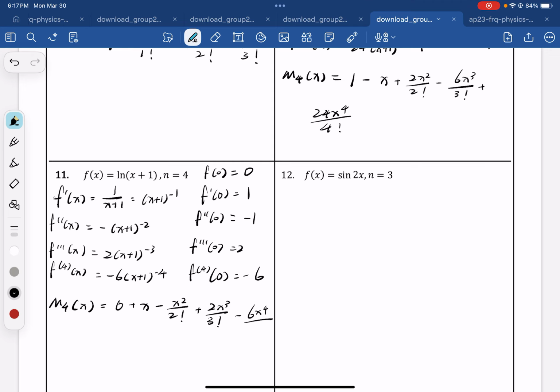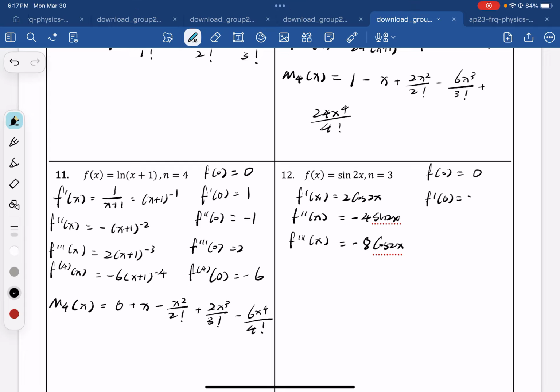And let's see, 12. So f of x equals sine 2x and n equals 3. So f prime of x equals 2 cosine of 2x. f double prime of x equals negative 4 sine 2x. And f third prime of x equals negative 8 cosine 2x. And f of 0 equals 0. f prime of 0 equals 2. f double prime of 0 equals 0 again. And f third prime of 0 goes to negative 8.